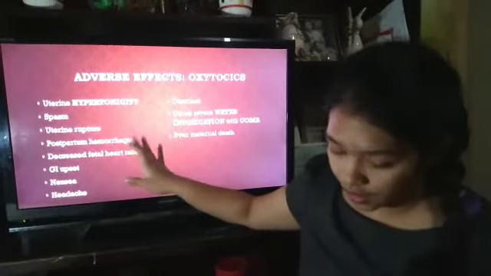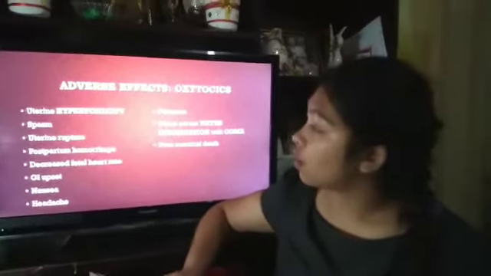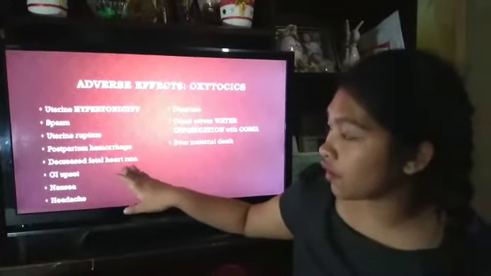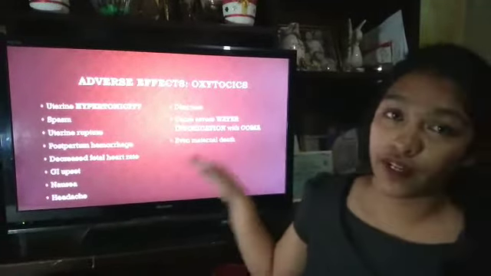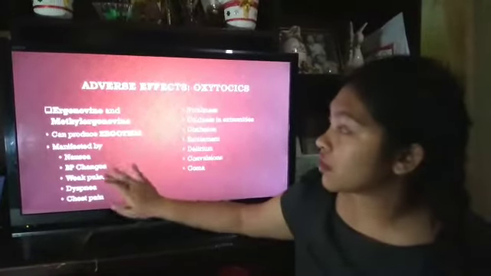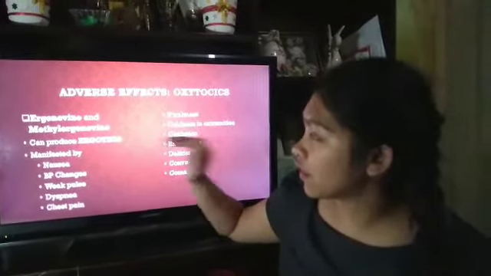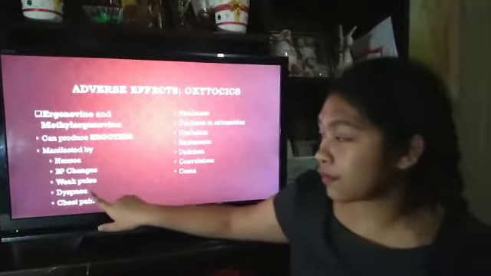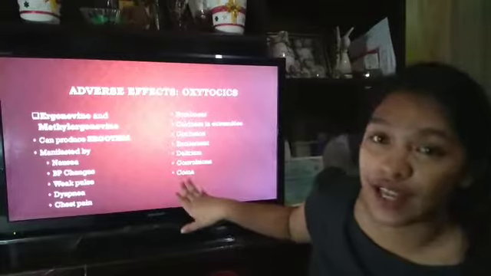Uterine hypertonicity, which are spasms, uterine rupture, postpartum hemorrhage, decreased fetal heart rate, GI upset, nausea, headache, dizziness, and it can cause severe water intoxication with coma, and even maternal death. So you should be careful with giving oxytocin. Ergonovine and methylergonovine can produce ergotism manifested by nausea, BP changes with pulse, dyspnea, chest pain, numbness, coldness in extremities, confusion, excitement, delirium, convulsions, and even coma.